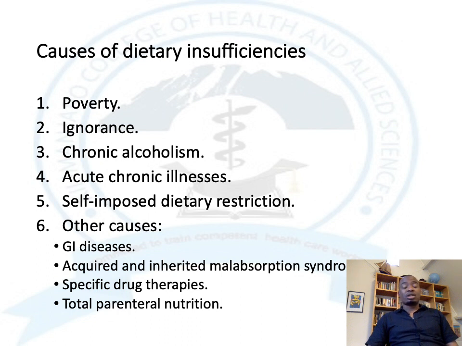Self-imposed dietary restriction, like people who don't want to be overweight, they have a fear which is not real, or they are having some other imposed restrictions. Other causes can be GI diseases, acquired or inherited malabsorption syndromes, specific drug therapy, or total parenteral nutrition, whereby someone is not allowed to take food by mouth, or is only allowed to take it through blood vessels. Here there are people who have esophageal cancer, stomach cancer, and that kind of people.